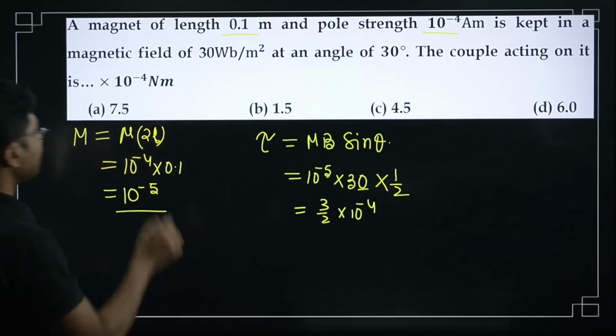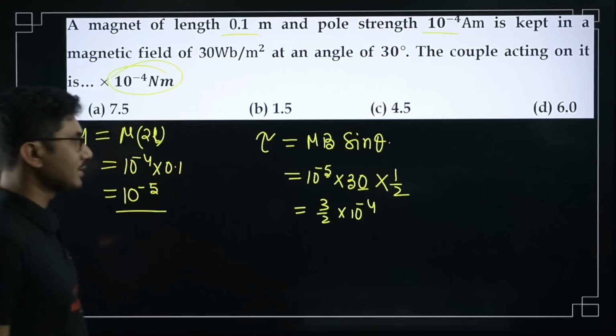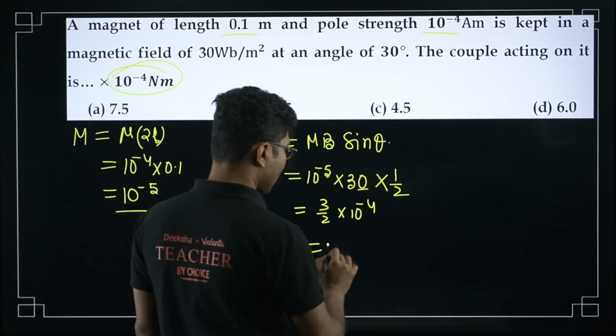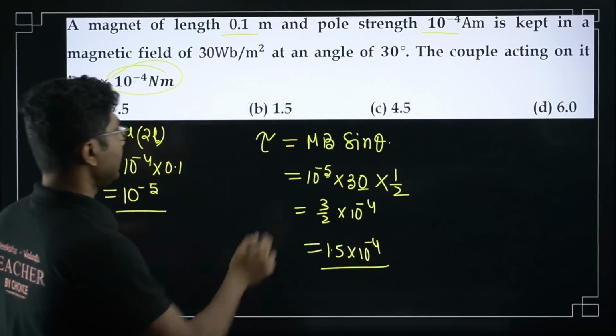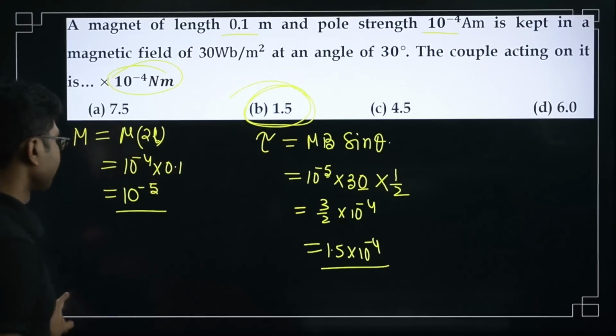So why did I arrive at this? Because the options are given in 10 to the power of minus 4 format. So you get this as 1.5 into 10 to the power of minus 4. So the correct answer is option B.